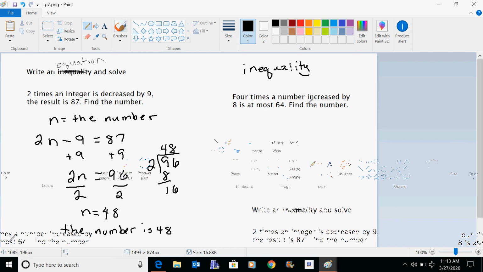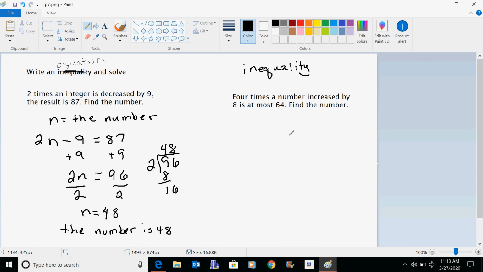Okay, 4 times the number increased by 8 is at most 64. At most means, remember, less than or equal to. At least would be greater than or equal to, so make sure you take a note of that. 4n increased by means plus, and we're going to subtract 8 from both sides. So 4n is less than or equal to 56.